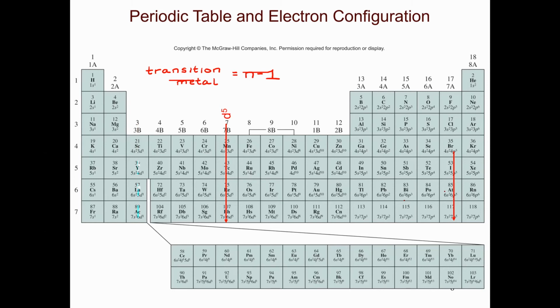Then we go to D5, which is our Hund's compliant, which means that our chromium group right here is very well known for being part of the anomalous series. Then I go to D10, which is zinc, cadmium, and mercury, but that also means that we have to worry about our copper group here because they could also be anomalous series as well.